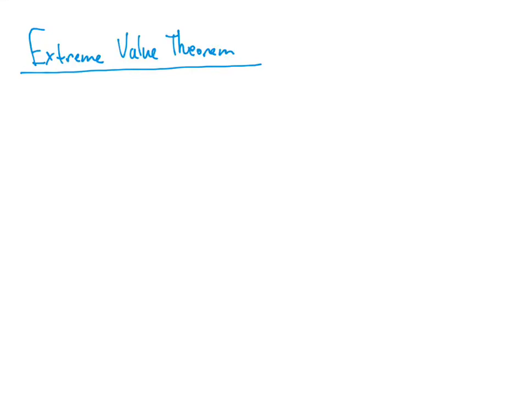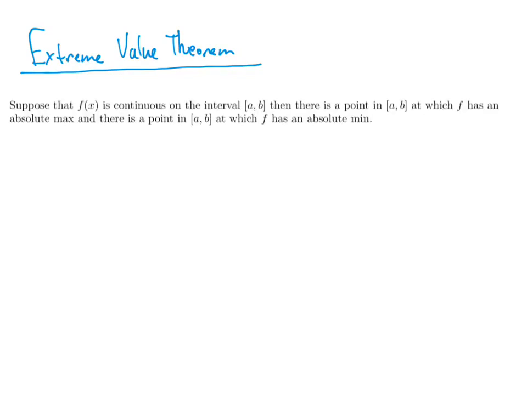In this video, I'll be going over two important theorems that deal with extreme values. The first is the extreme value theorem, go figure, and here's what it says. Suppose we have f of x and it's continuous on some closed interval, then there's a point in that closed interval at which the function f has an absolute max, and there's a point in the interval at which f has an absolute min.